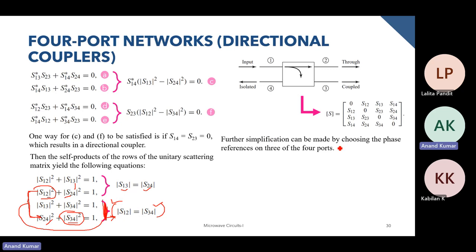Now, further simplifications can be made by choosing the phase reference. So we have simplified quite a lot of these unknowns over here. We first ignored these things, and then we found out this term is zero, this term is zero, this term is zero, this term is zero, and now we have S12 equal to S34, so this term and this term are equal. S13 and S24 are equal. Similarly, this term and this term are equal. So we have simplified quite a few unknowns from this matrix over here.